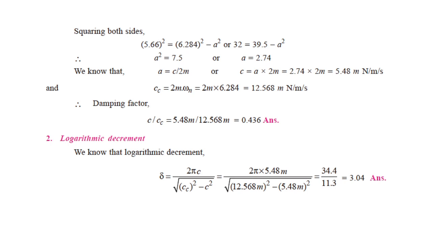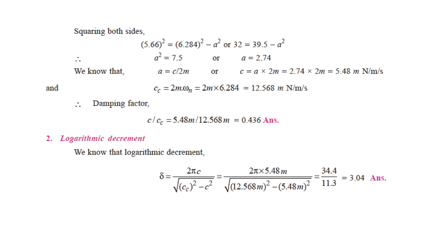M remain as it is, therefore Cc is equal to 12.56 m. Then put the C value and Cc value in the formula of damping factor. Damping factor is equal to C by Cc. Put the value of C in terms of m, put the value of Cc also in terms of m. Cancel the m value, that is mass value, and you will get the value of damping factor as 0.436. Remember, this damping factor value generally comes less than 1. This is the damping factor.